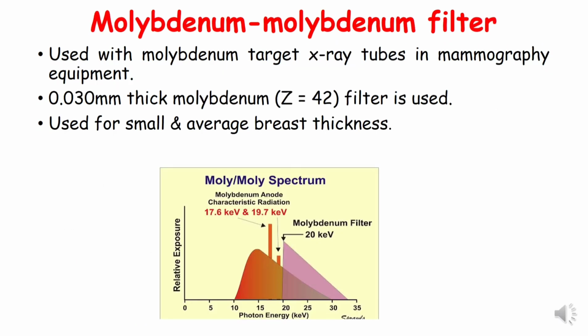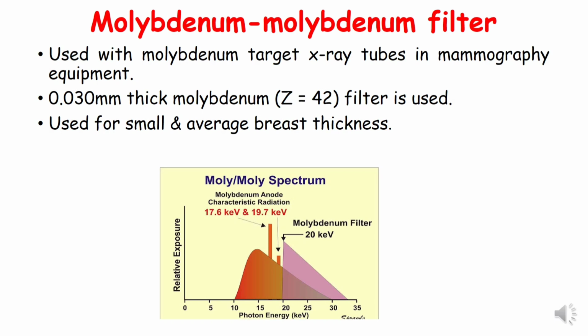In mammography, we mainly make use of molybdenum and rhodium filters. So the molybdenum filter that has a thickness of 0.03 mm is used in molybdenum and rhodium target X-ray tubes. These filters attenuate X-rays above 20 keV and allow X-rays of 17 to 20 keV to pass through it. That is required for imaging an average breast size.